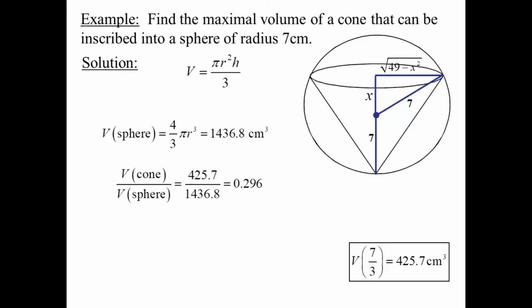Performing the division, the volume of the cone divided by the volume of the sphere, 425.7 divided by 1436.8, we have 0.296. And we can conclude that the volume of the cone inscribed inside the sphere takes up 29.6% of the volume.